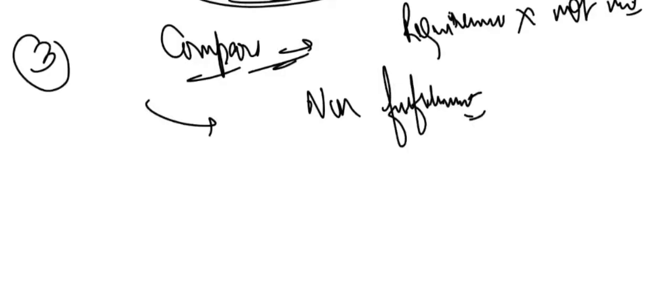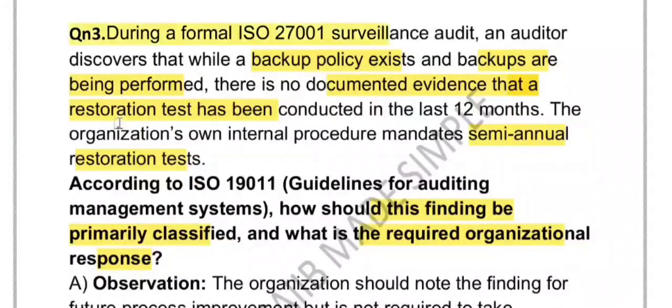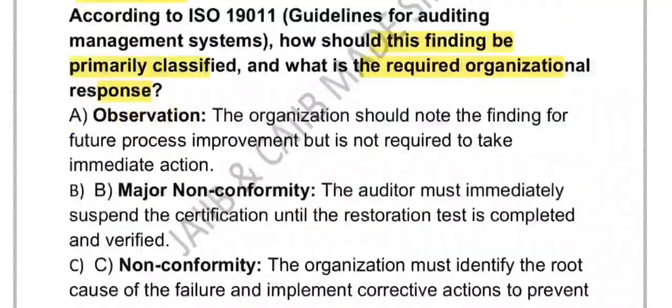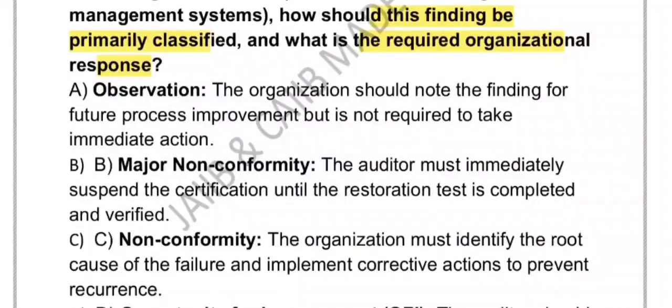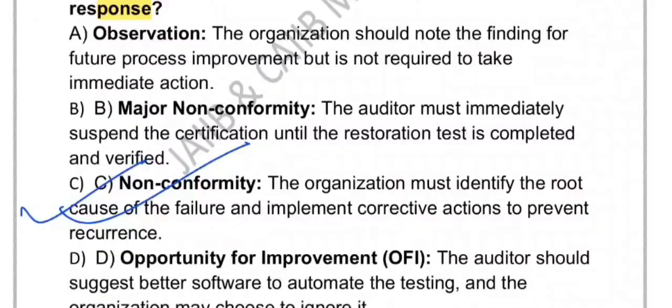So as per ISO terminology, this becomes a non-conformity, right? Please understand, this becomes a non-conformity. Okay. So the correct answer to this question, what they have given, option number A, major non-conformity... the correct answer is non-conformity. Yes, this is the correct answer, right? The organization must identify the root cause of the failure and implement corrective action to prevent recurrence. So this is called non-conformity of a requirement.